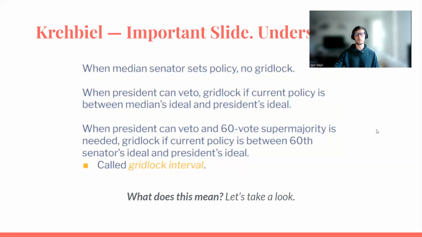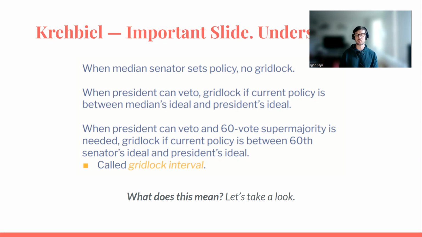So I wanted to pause and highlight the definitions that the professor sort of lays out in lecture, and what I think is the most effective summary of the Krehbiel gridlock interval that we got in class. So let's just sort of go through that word for word as it came up in lecture. The first thing is just that when the median senator sets policy, there is no gridlock, right? So when there is no presidential veto, when there is no supermajority filibuster pivot, if the median senator is setting policy, policy is always going to be what that median senator wants. There is no gridlock, right?